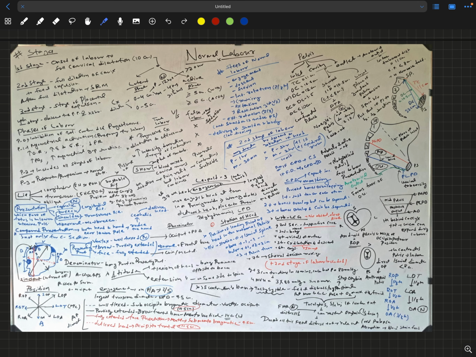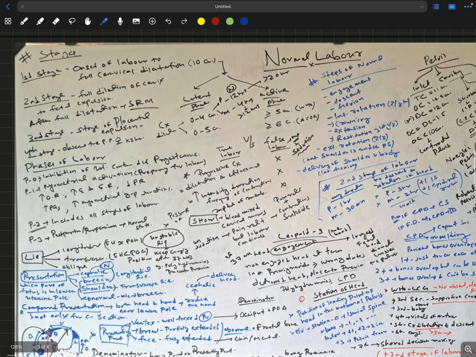So now we are going to discuss labor. In labor we have stages. The first stage is onset of labor to full cervical dilatation. What is full cervical dilatation? It is up to 10 centimeter. The cervix can dilate maximally up to 10 centimeter. So the onset of labor to full cervical dilatation, that is 10 centimeter, is called the first stage of labor.